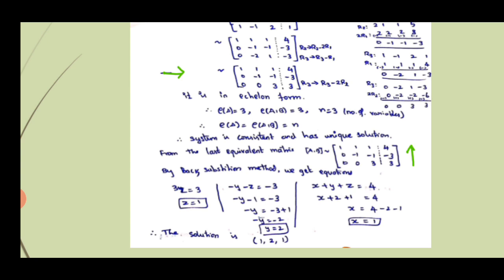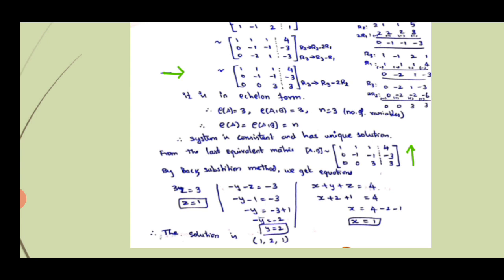Take that and fill the last row. So this is the last equivalent matrix. I have given the green color arrow mark, you can see. After this you cannot apply any other transformation. So this is the last equivalent matrix. It is in echelon form. You can see the triangular form of zeros. So now we got the echelon form.